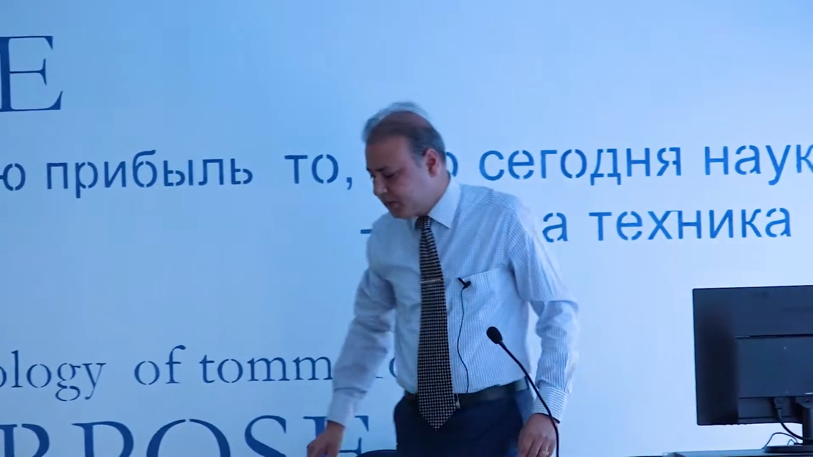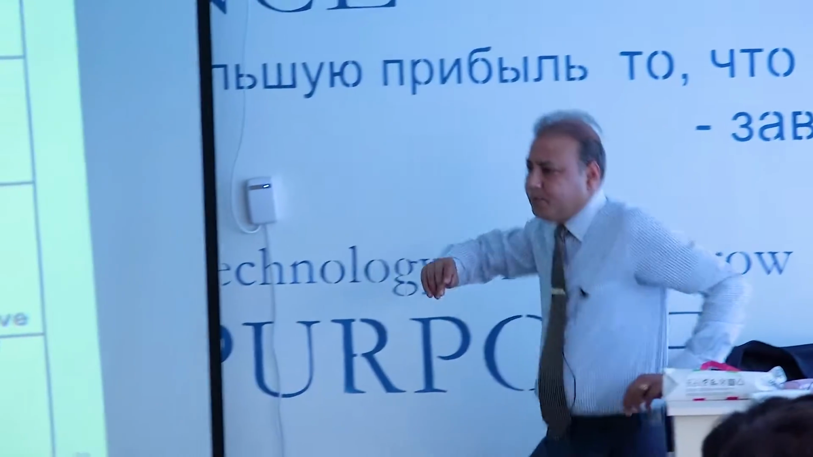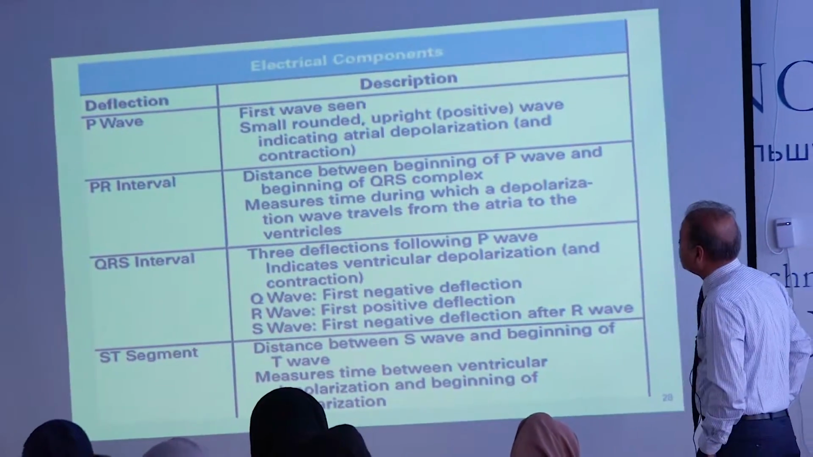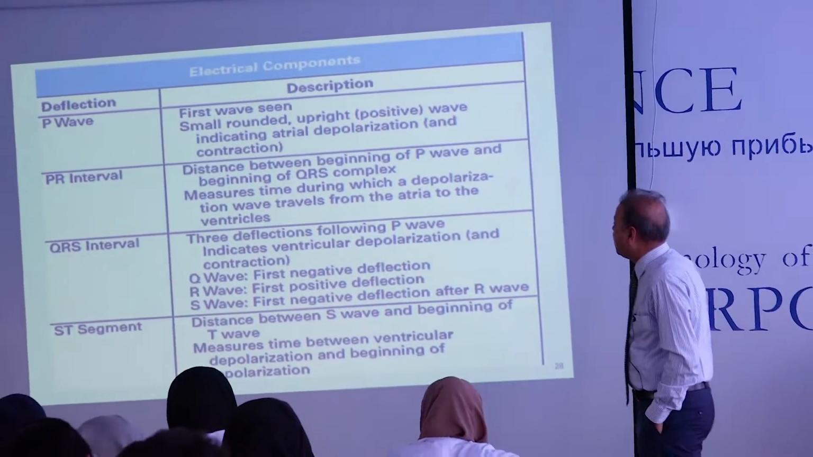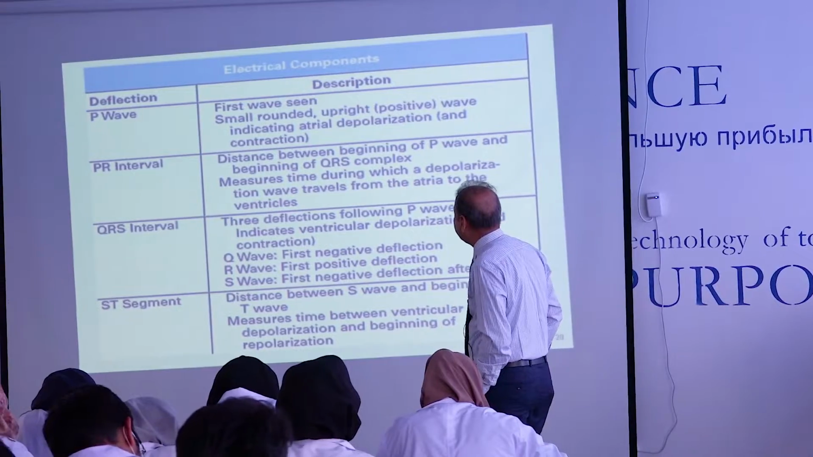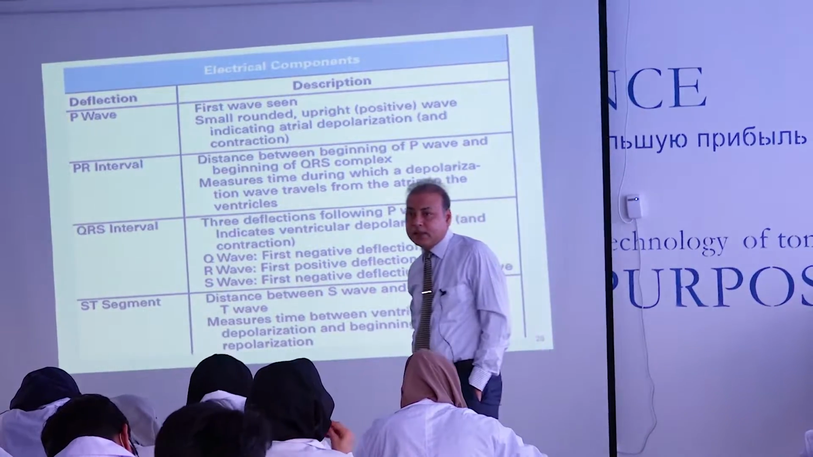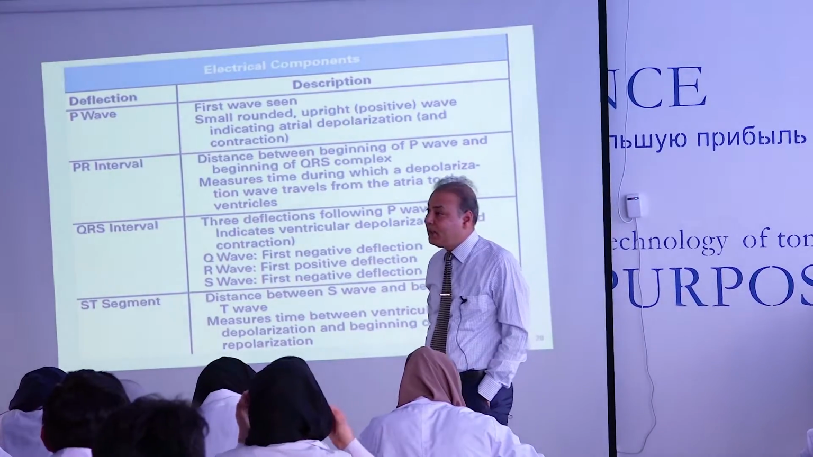Write down these points. What is the meaning of P? Fast wave, small, rounded, upright, positive wave indicating atrial depolarization. Atrial depolarization. Write down, all of you, and write fast.